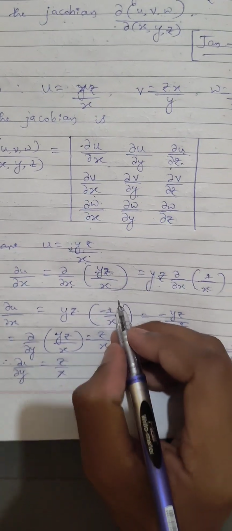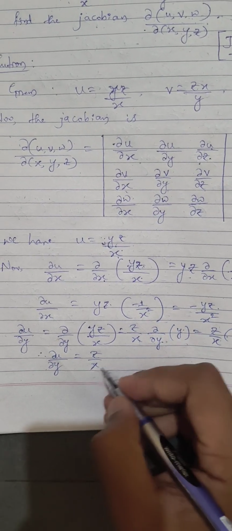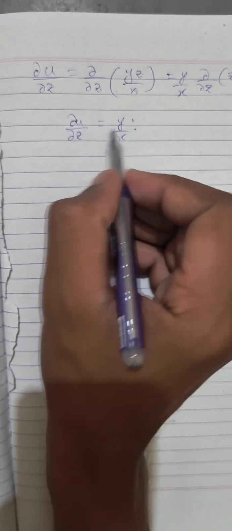So that is 1. ∂u/∂x is equal to minus yz/x², ∂u/∂y is equal to z/x, and ∂u/∂z is equal to y/x. So these are the first row entries.